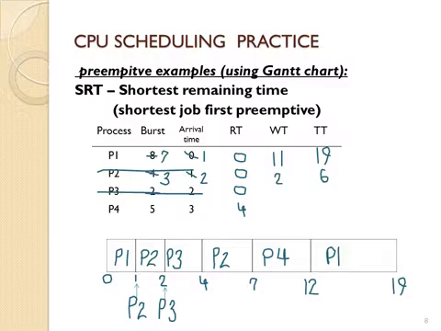P2 has a turnaround time of 6 with a wait time of 2. And P3 finished at time 4, arrived at time 2, so it has a turnaround time of 2 and did not wait at all. And P4 has a turnaround time of 9 and waited a total of 4 time units. And you can take these, add them up, and divide by 4 for each calculation, and you will get the averages.